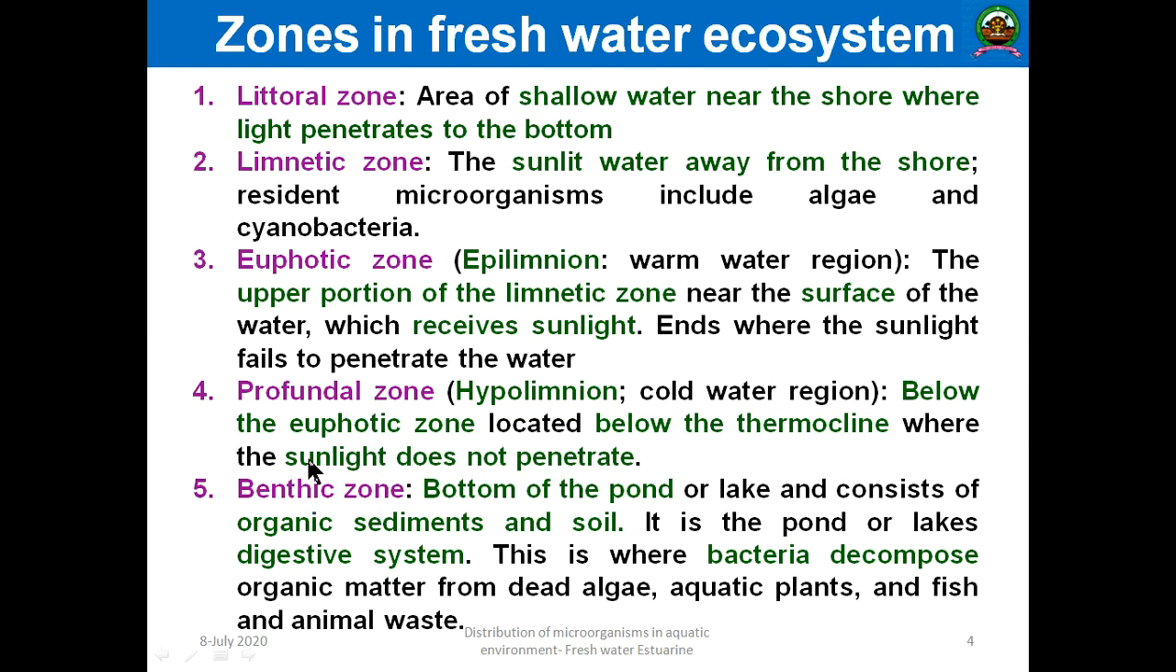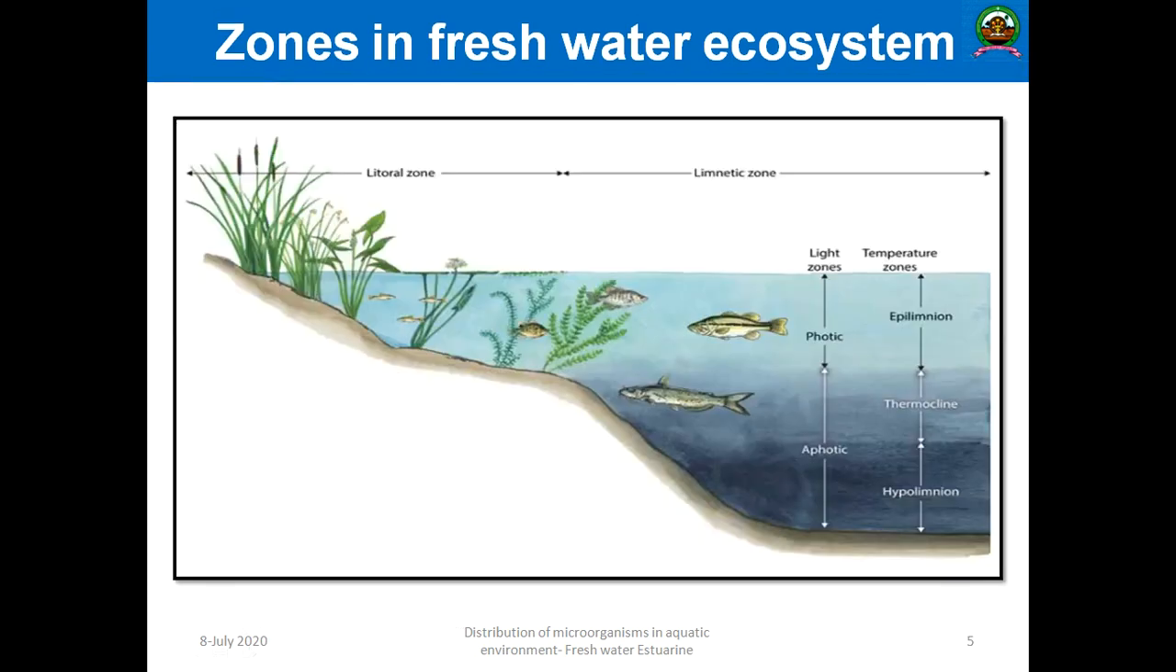Then the last one is the benthic zone, that is the bottom of the aquatic ecosystem or lake or pond, consisting of the sediments and soil, which is considered the digestive system of the pond and the lake. This is where the bacteria, fungi, actinomycetes, etc. decompose the complex material of plants, animals and other microorganisms and the fish of the aquatic ecosystem. So these are the different zones of the aquatic ecosystem.